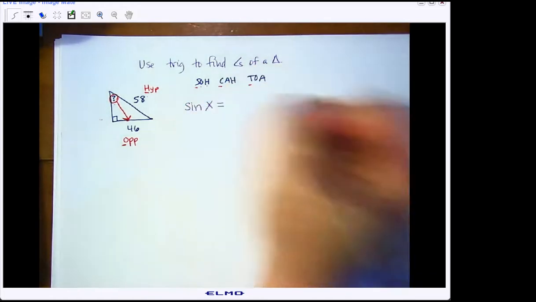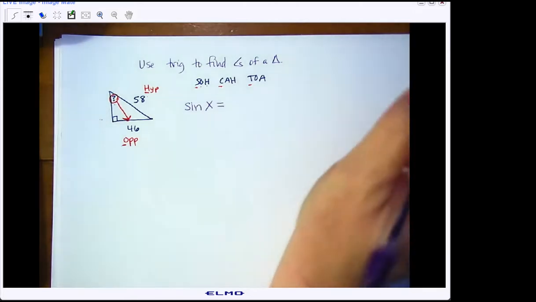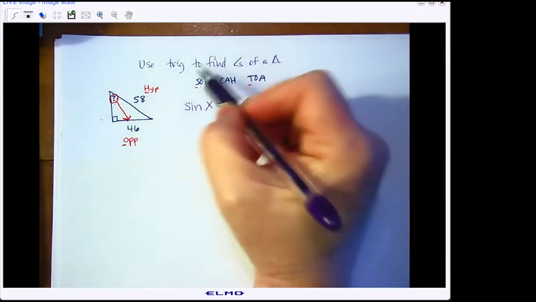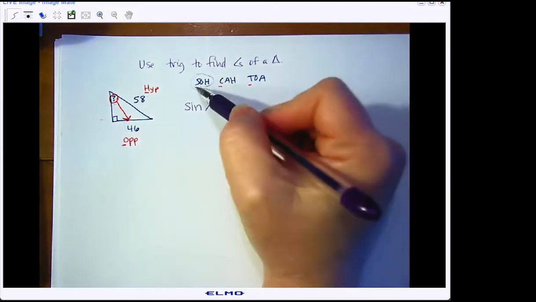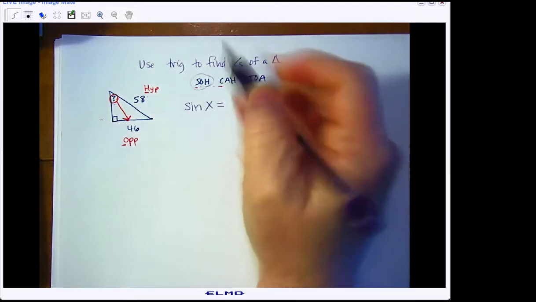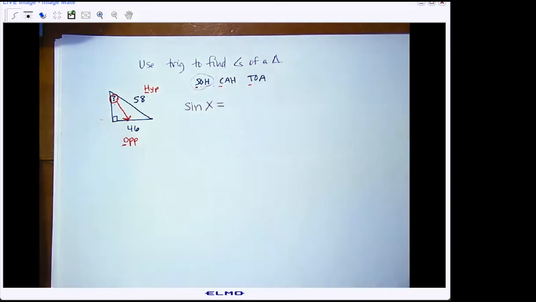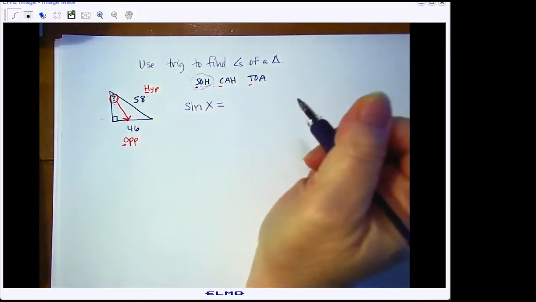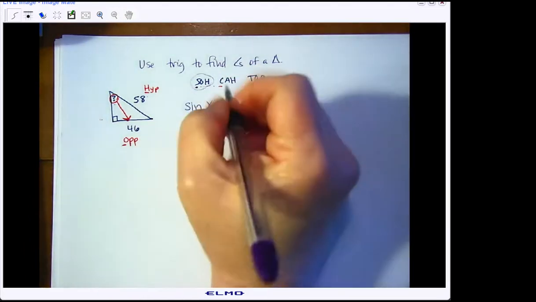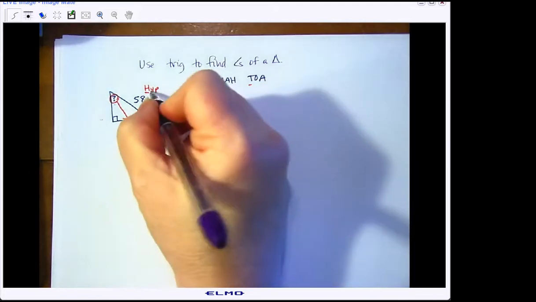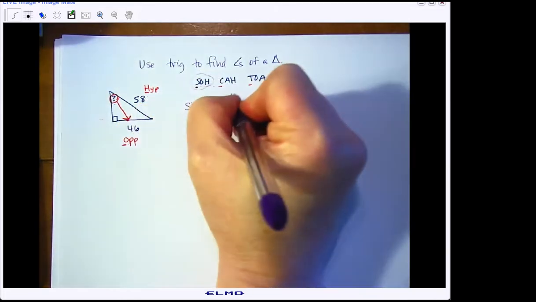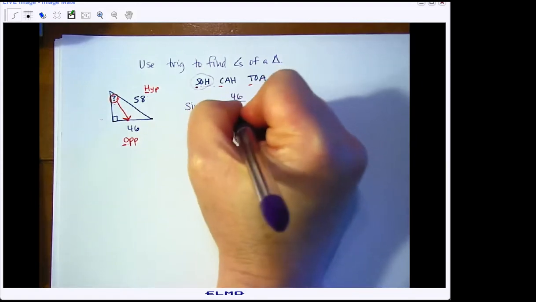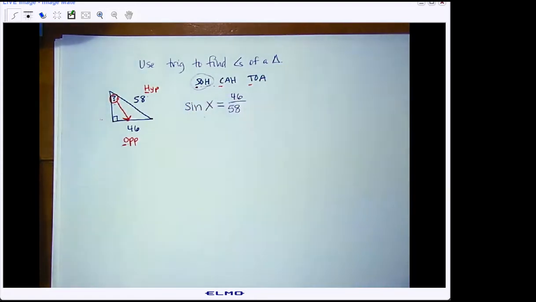Is equal to... but just remember, if you put "SOH" in the chat box, that is not the trig function. It is the way to help us remember which trig function. The S stands for sine. Okay, just a clarification. So the sine of X is equal to opposite over hypotenuse. So 46 over 58. That's our format.